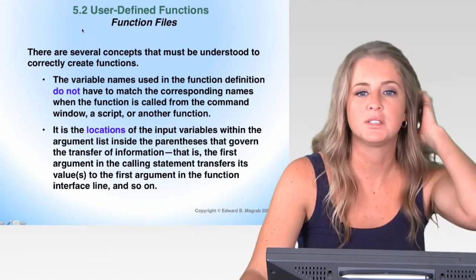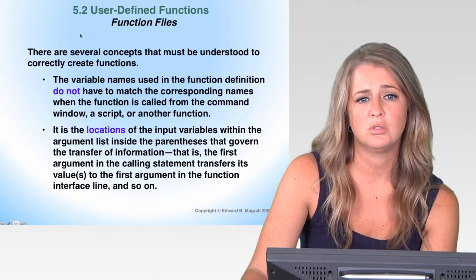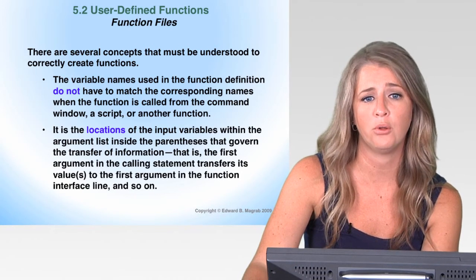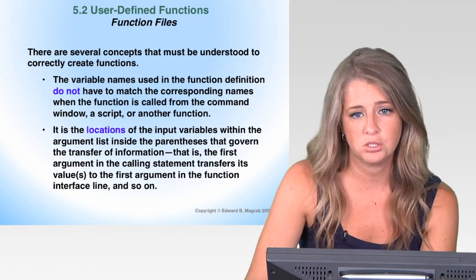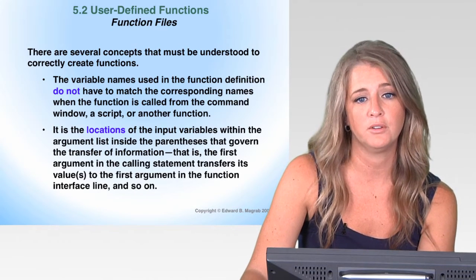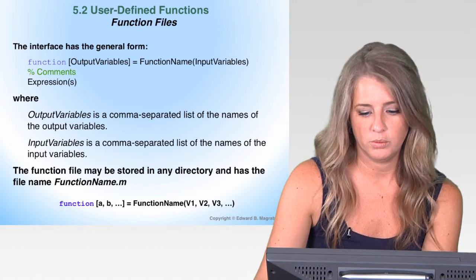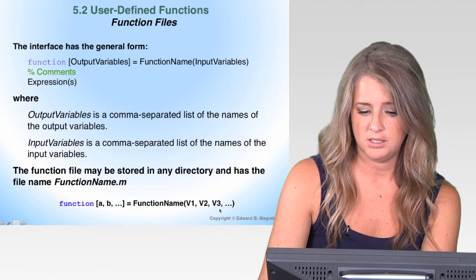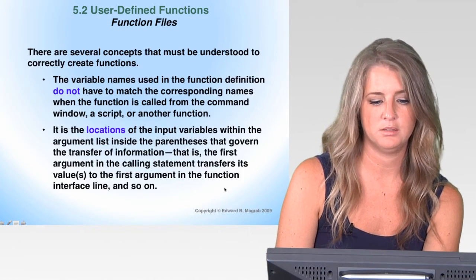So there are several concepts that must be understood to correctly create functions. The variable names used in the function definition do not have to match the corresponding names when the function is called from the command window, a script, or another function. It is the locations of the input variables within the argument list inside the parentheses that govern the transfer of information. So what does that mean? Let me go back here and show you. So when we're looking at this here, when you're passing these variables in, it is the order of these that is relevant, not what the specific variable is.